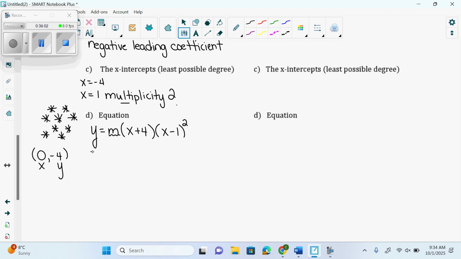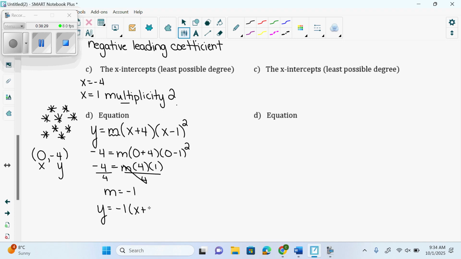So I'm going to get -4 equals m times (0 plus 4) times (0 minus 1) squared. These are all multiplied, so I'm going to get -4 equals m, and then this is going to be 4 times 1. We agree? Divide by 4. M equals -1. So now I have y equals -1 times (x plus 4) times (x minus 1) squared.